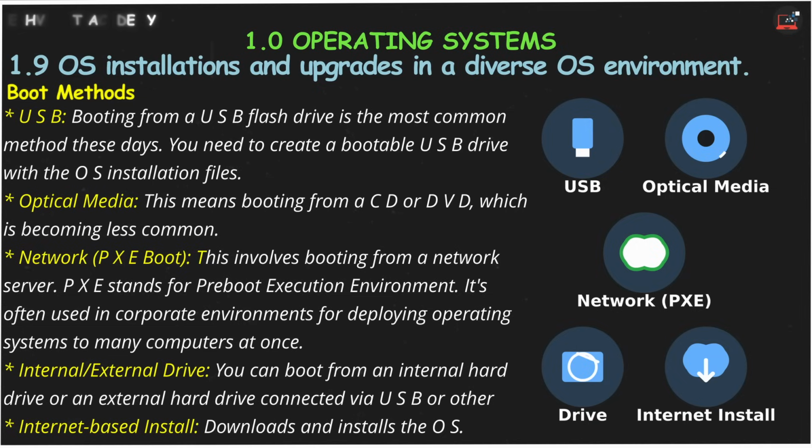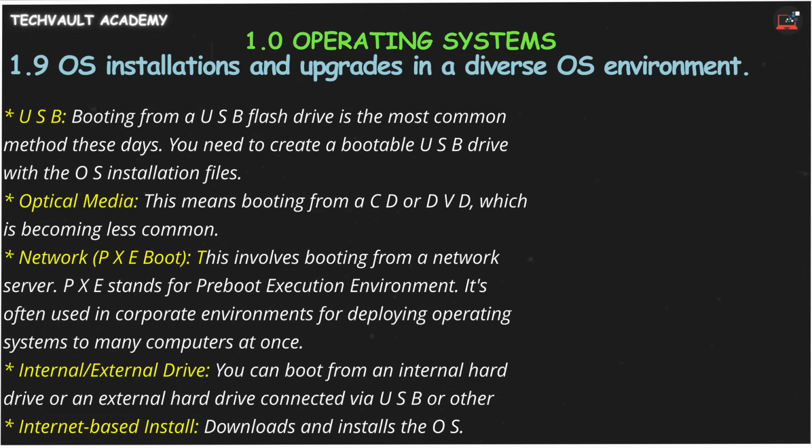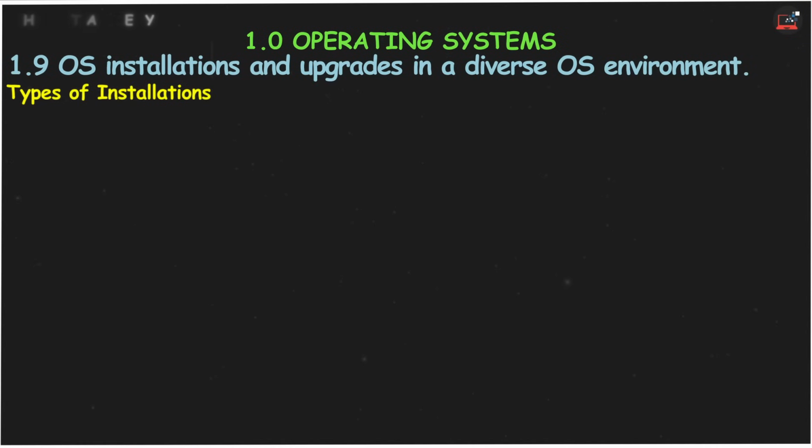It's often used in corporate environments for deploying operating systems to many computers at once. Internal-external drive. You can boot from an internal hard drive or an external hard drive connected via USB or other interfaces. Internet-based install. Downloads and installs the OS. Now let's explore different types of installations.